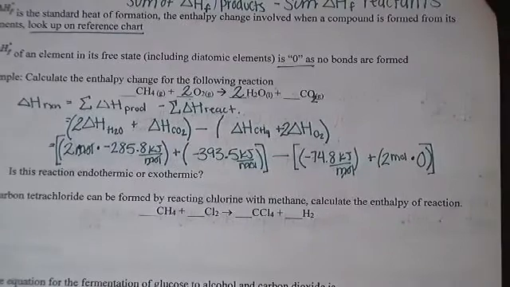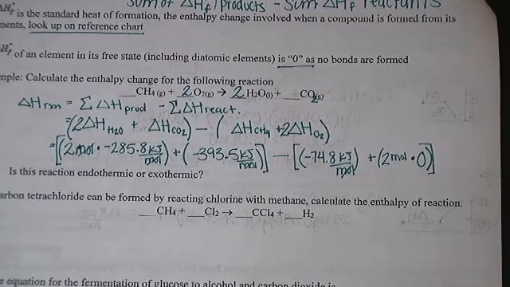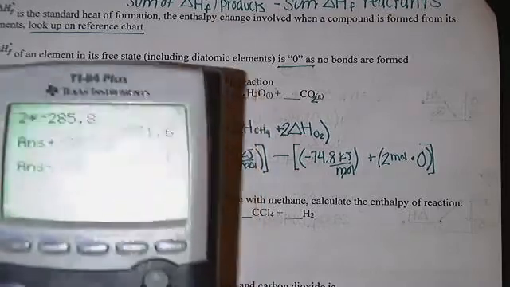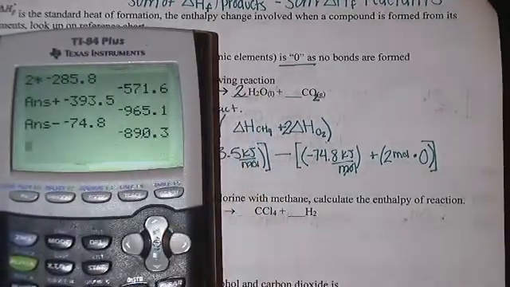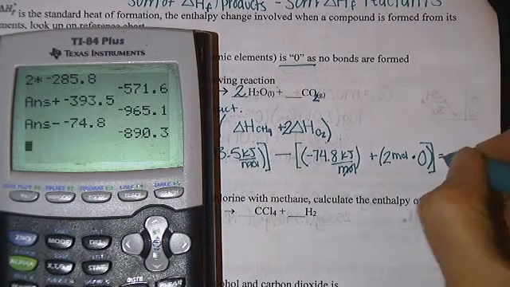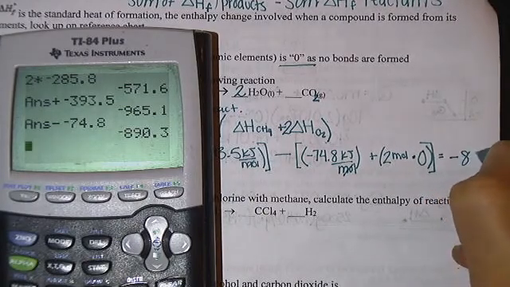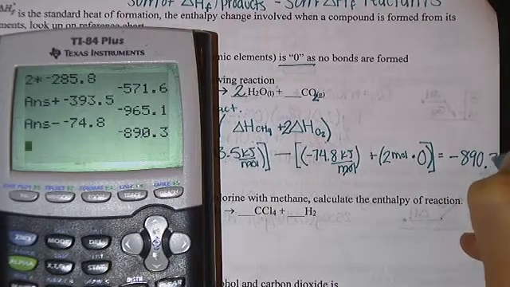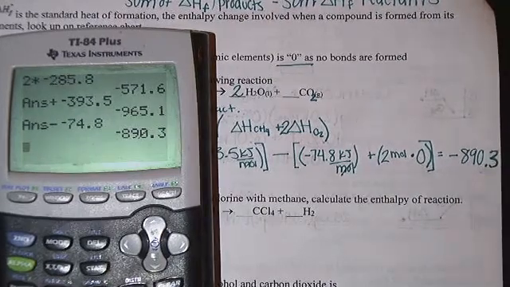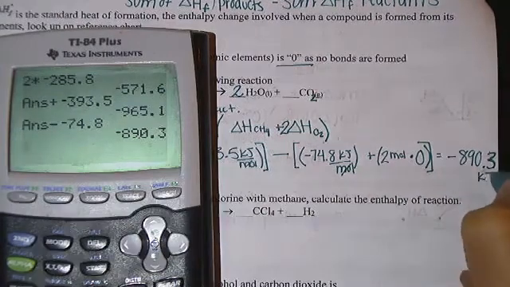Now we're just going to go plug that into the calculator. It is imperative that you follow order of operation. So if you're not sure, always do piece by piece. If you get one thing wrong, it's not going to be pretty. Okay. Here is my calculator work. We end up with negative 890.3. And our units are in kilojoules.